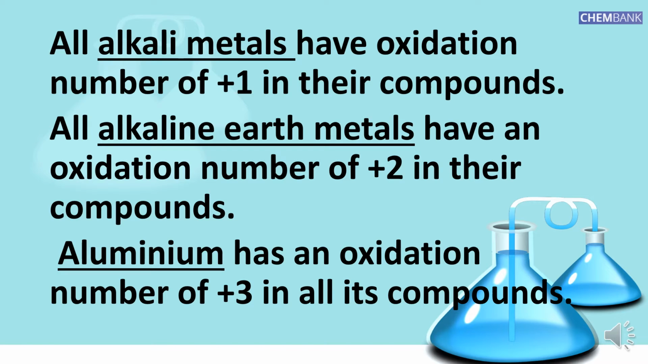All alkali metals, lithium, sodium, potassium, rubidium, cesium, have oxidation number +1 in their compounds. Similarly, all alkaline earth metals, beryllium, magnesium, calcium, strontium, barium, have oxidation number +2 in their compounds. Aluminium has an oxidation number of +3 in all its compounds.